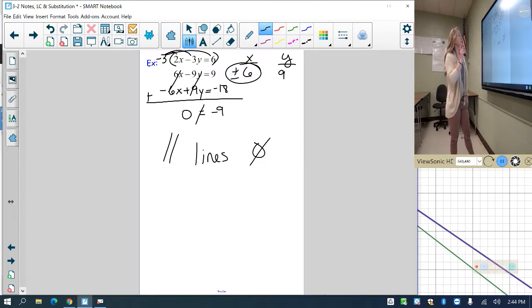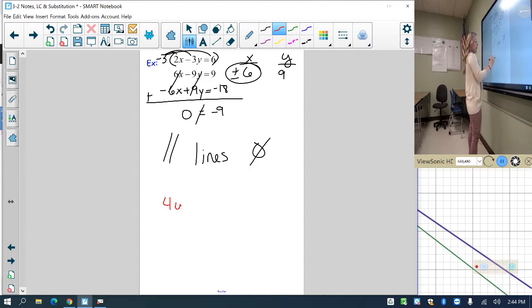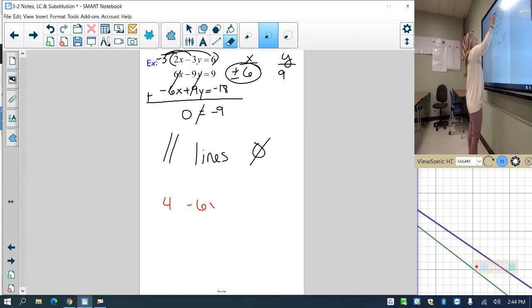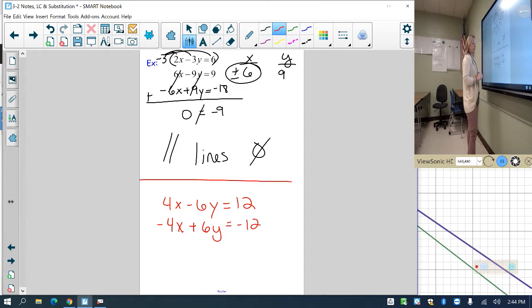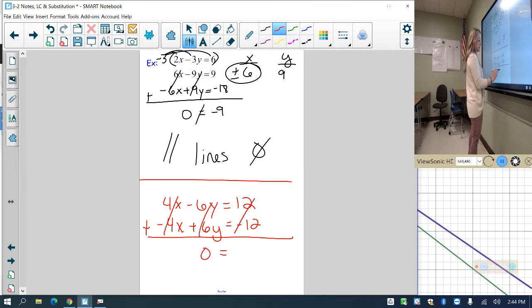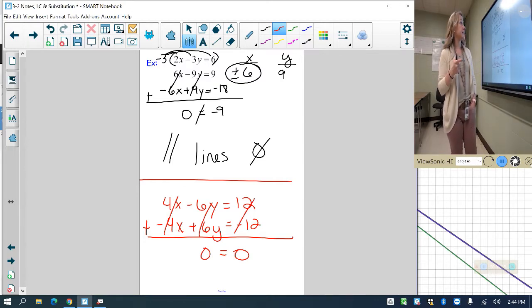Okay? Sometimes when you solve these, you're going to come up with something that looks like this. 4x minus 6y equals 12, and negative 4x plus 6y equals negative 12. If you ever have something that looks like this, when you add them and everything cancels out and you're just left with 0 equals 0, that means you have two lines that are exactly the same. They have the same slope and they have the same y-intercept.